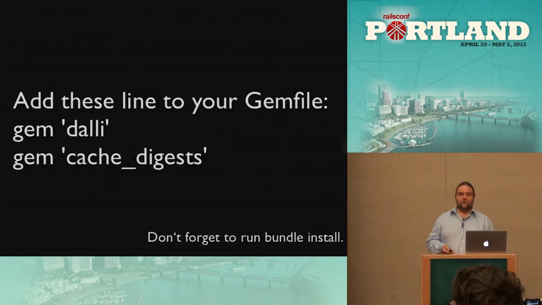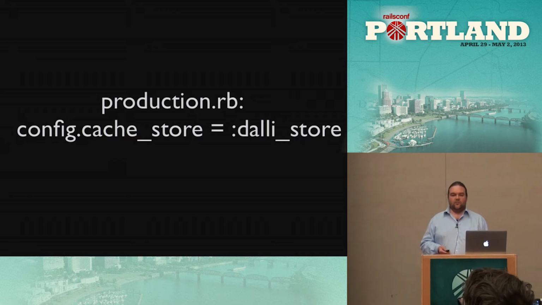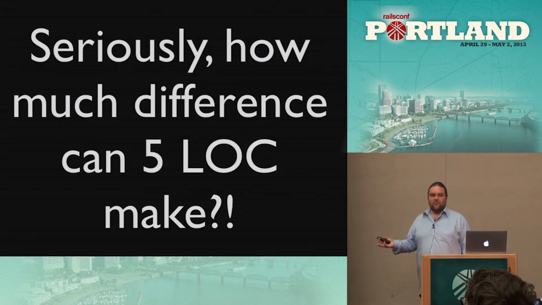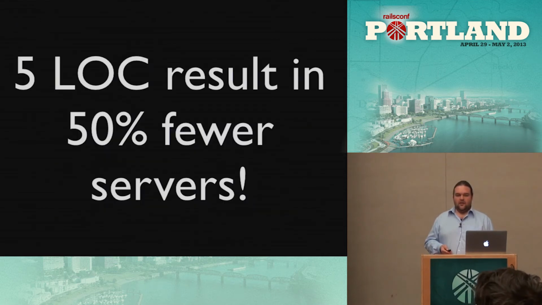For Rails 3.2, you have to add these 2 lines to your Gemfile. Don't forget to run bundle install. For the production.rb, you have to add this line. But now the question is seriously, how much difference can these 5 lines of code make? That's the difference. Same hardware. 5 lines of code. Didn't even take half an hour. So with these 5 lines of code, we can already cancel 50% of our EC2 instances.